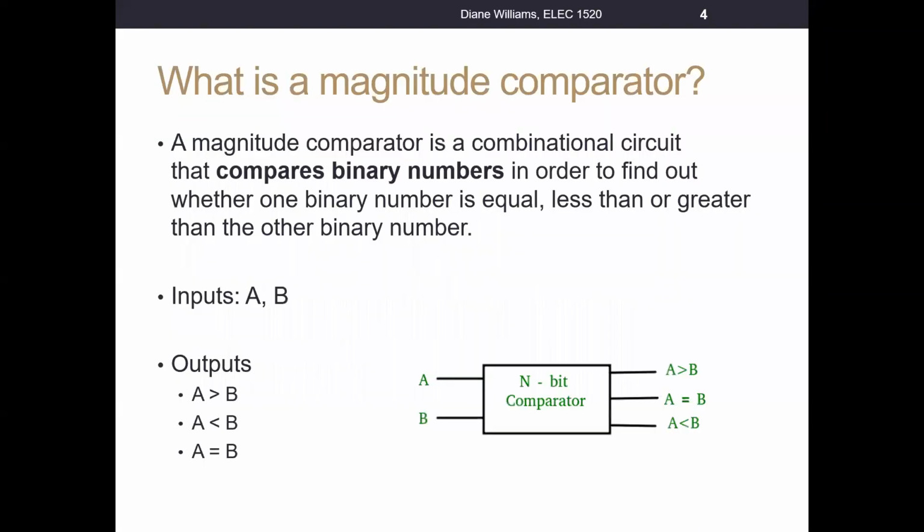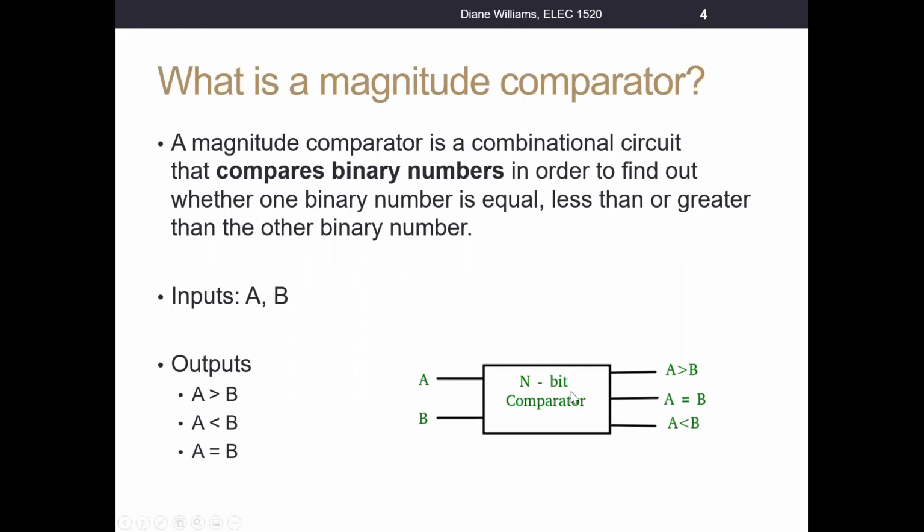So a magnitude comparator is a combinational circuit that compares binary numbers in order to find out whether or not one binary number is equal to another, less than another, or greater than the other binary number. Typically we could generically represent the circuit as having two inputs, A and B, where A and B represent these binary inputs. The n-bit comparator relates to how many bits we have in our inputs A and B. So for a one-bit comparator, A has one bit, B has one bit.